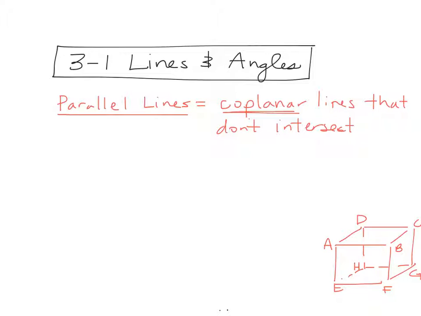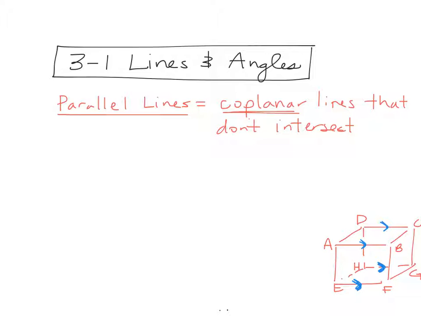GH. Is that what you said? GH would be one line. What line is parallel to GH? So this line back here is parallel to what? EF would be one, right? GH is parallel to EF. GH would also be parallel to DC, and it would also be parallel to AB. So all four of those lines are considered parallel, just one line at a time.